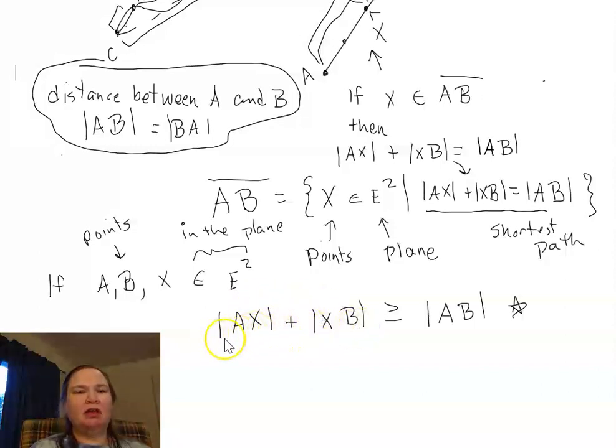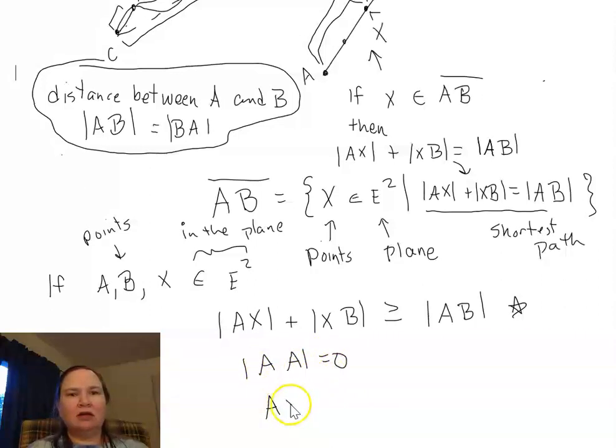If it's on the straight line, you can get there just as fast by going from A to X and then from X to B. But you can't get there any faster. And if X is not on the line, then it'll take you longer to get from A to B. And the third property that we have to have for something to be a distance is that the distance from any point to itself is 0. And that is an if and only if statement. If the distance from A to X is 0, that means that X is really the same point as A.